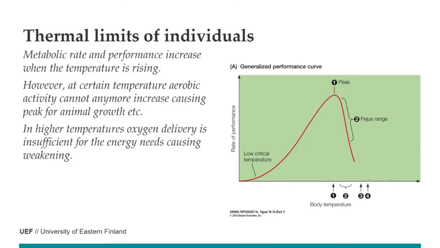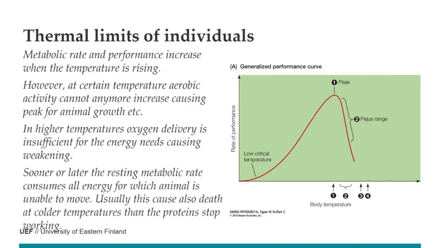They are not moving so fast anymore. They are not growing so fast anymore. And sooner or later, the resting metabolic rate is consuming as much energy as the animal can supply oxygen. That's why the animal is no longer able to move, and that causes death. But still, this high critical temperature is much lower than where the proteins are denatured, or even where the proteins stop working, where there is a reduced activity of the proteins. So the animals tolerate a much more limited range of temperatures than the cells or the proteins.